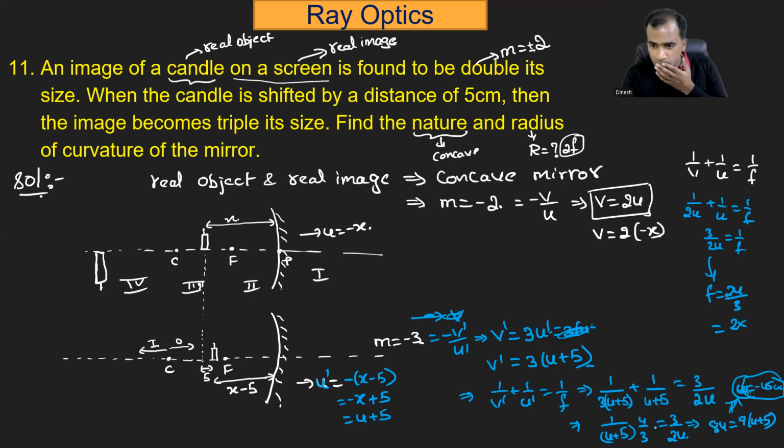Any calculation mistake from my side? No, right? 3 threes are 9, 9 plus 45. Okay, agreed. 2 into u is minus 45 divided by 3. 3 fifteens are 45, so 15. 15 twos are 30, minus 30 centimeters. Is that right? Yeah. Now what is R? From that you can write, tell me what is R. R is 2f, which is minus 60 centimeters.